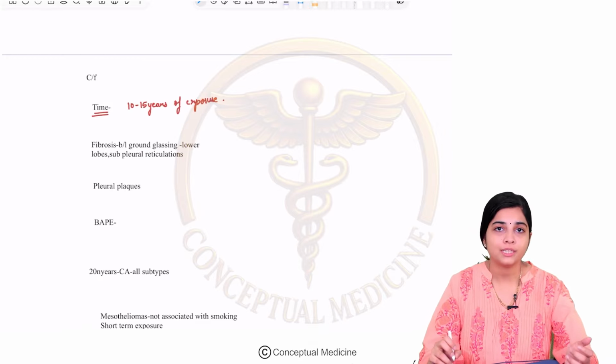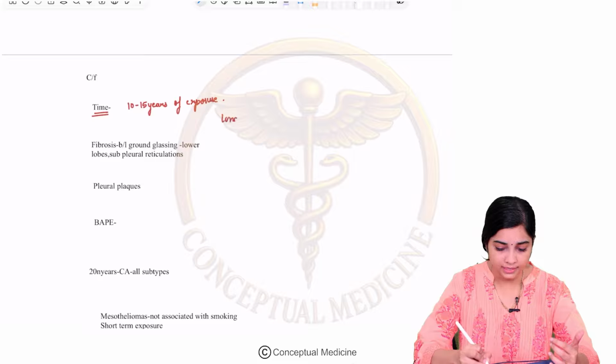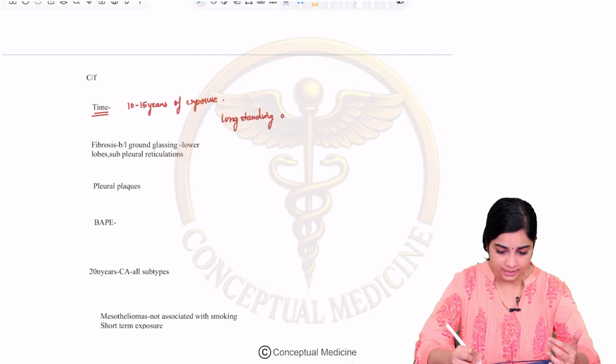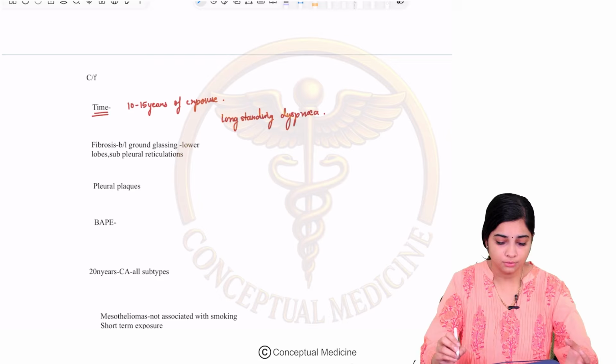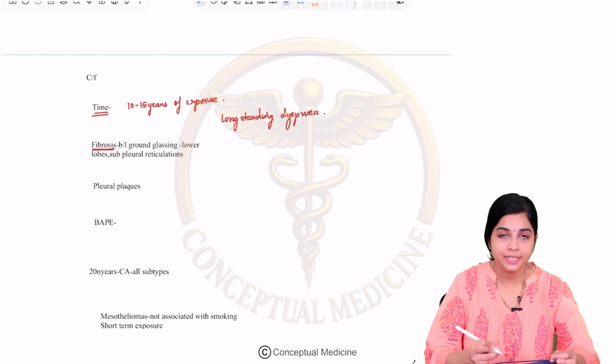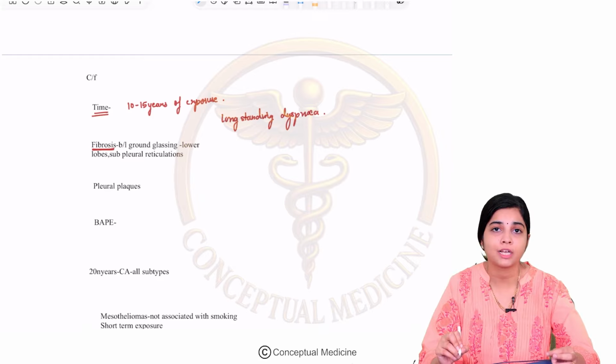Fine. So, what are the clinical features? They basically present with long-standing dyspnea. Okay. So, whenever you do a chest X-ray or whenever you do a CT, the predominant finding that you will find is the presence of fibrosis.